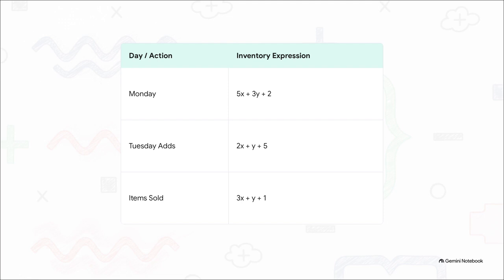On Monday, we close the shop with our inventory sitting at exactly 5x plus 3y plus 2. But this morning, a delivery truck pulls up and unloads brand new stock, adding 2x plus y plus 5 to our store. Throughout the day, customers are coming in and out, constantly buying items off the shelves. So we sell, meaning we subtract, 3x plus y plus 1. We now have all of that incoming and outgoing daily chaos written as clear, organized, mathematical phrases.